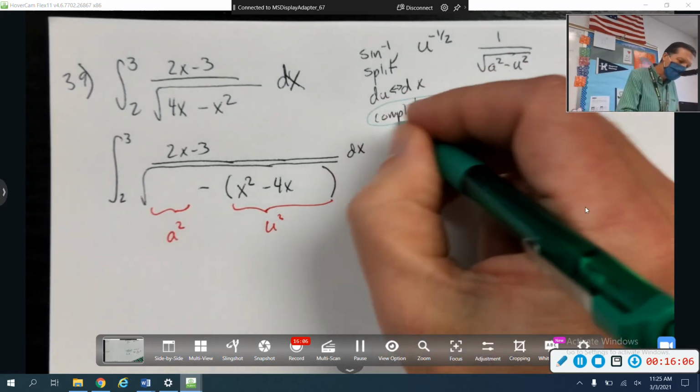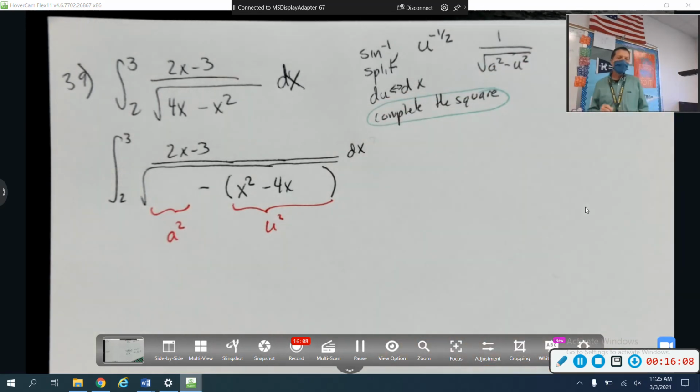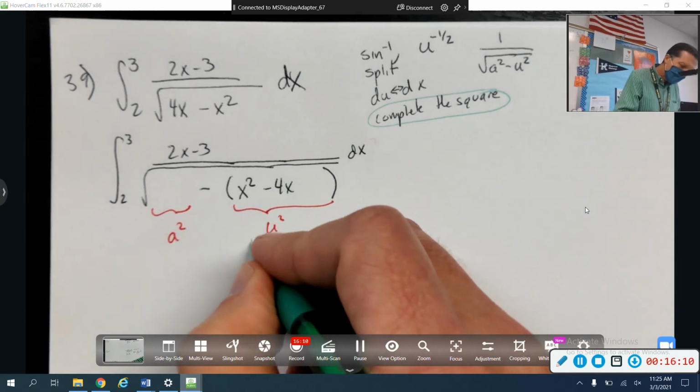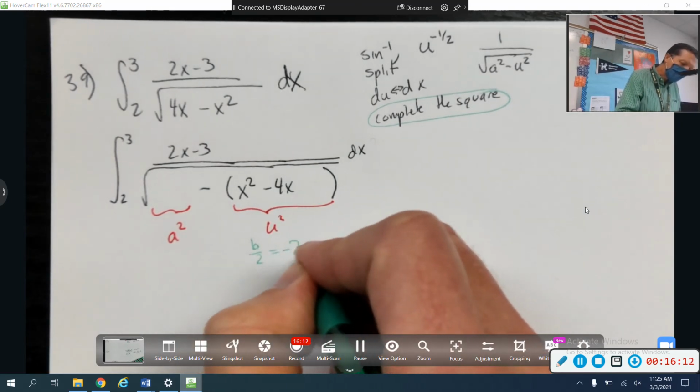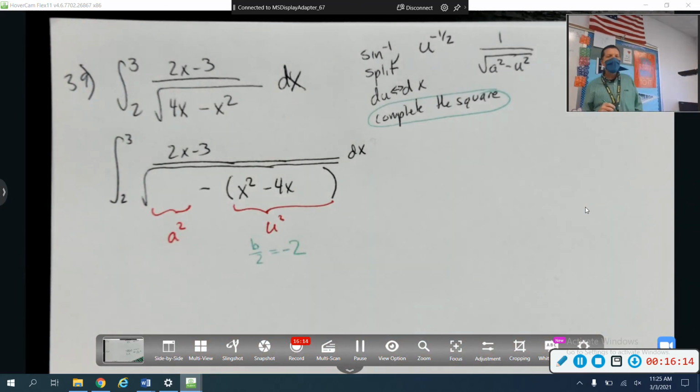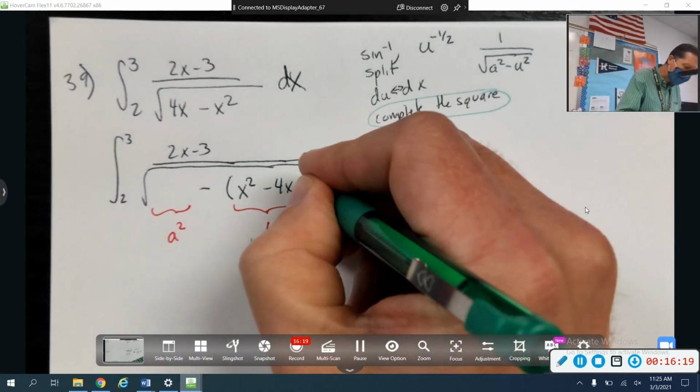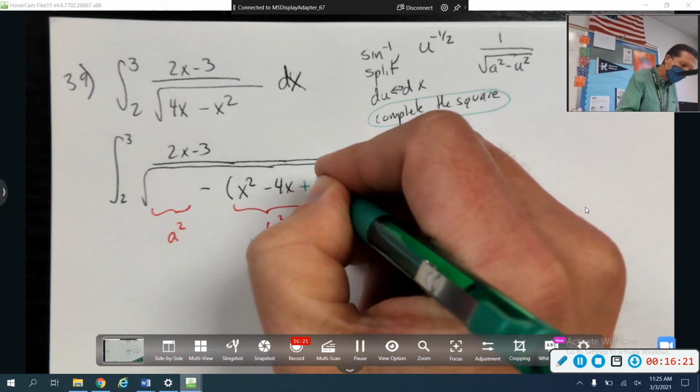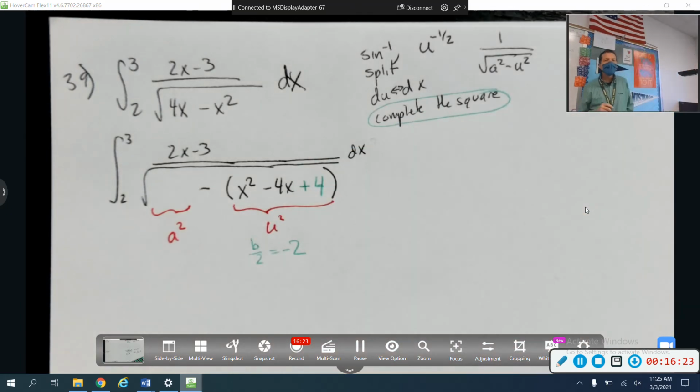So let's complete the square. I can color code this thing. So half of b is negative 2. Square that and add it to both sides. Well, it's not both sides, but add it, and then figure out how to account for the fact that we added it. So plus 4 to make a complete square.